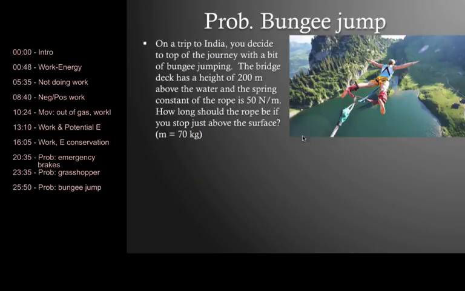So in our final problem, we're going to be looking at a bungee jumper. So you are the bungee jumper in this case. You're going to jump off this bridge, and the bridge is 200 meters above the water, and we're given the spring constant of this bungee jump. In this case, here's your bridge. First you start off right here, and your velocity is 0. So this is the total height, right? And then here's the water down here.